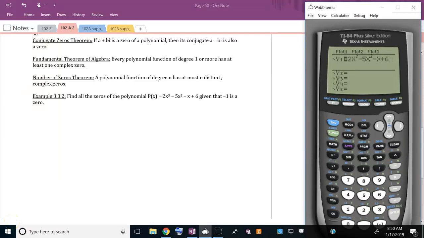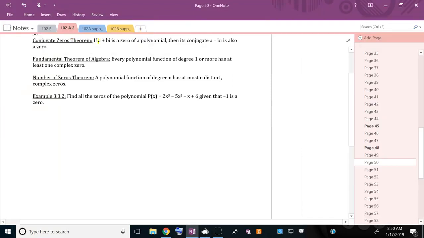Math 102, example 3.3.2. Before we look at finding zeros, we've got a couple of theorems to get through. The first is the conjugate zeros theorem. That says if I've got an imaginary number a plus bi as one of my zeros, then its conjugate a minus bi is also a zero. Basically, they come in pairs.